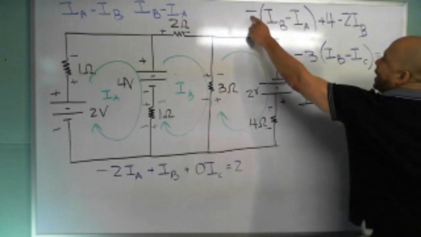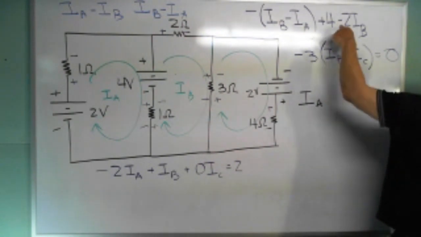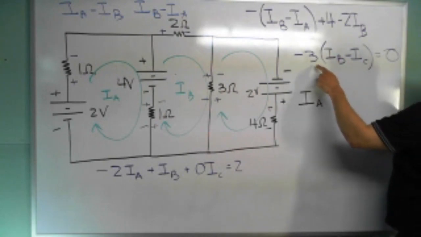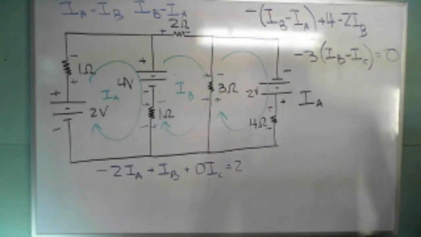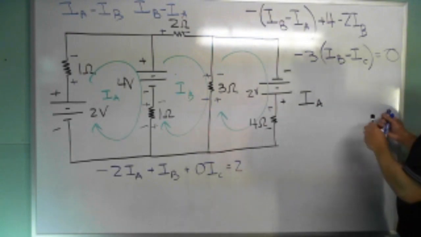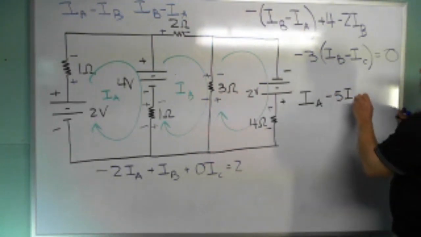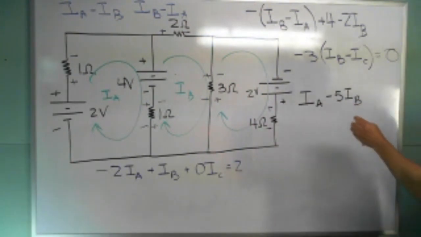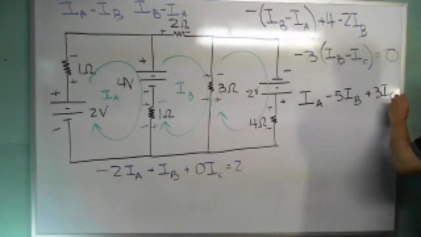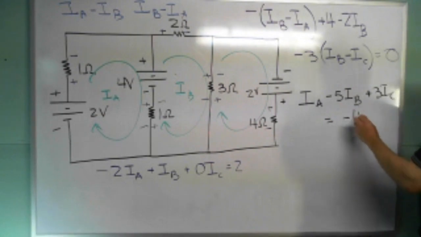So I got a plus IA. I got minus 2 IB here. And I got minus 3. That's minus 5 IB. Minus 5 IB. And then I got plus 3 IC. And if I move this to the other side, I get a negative 4.